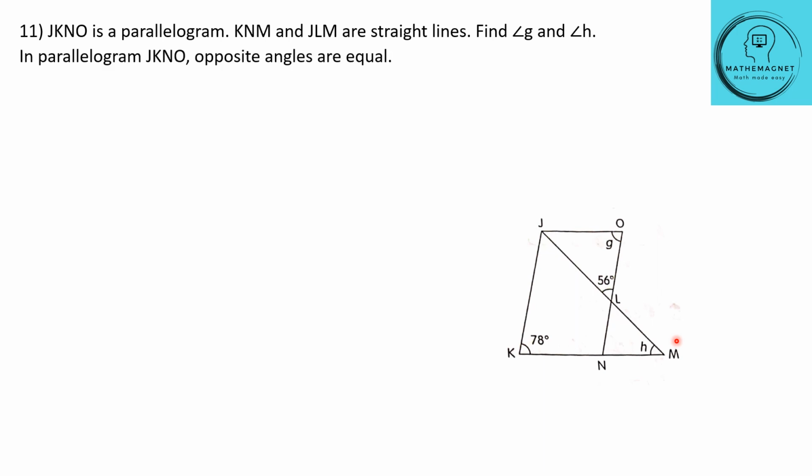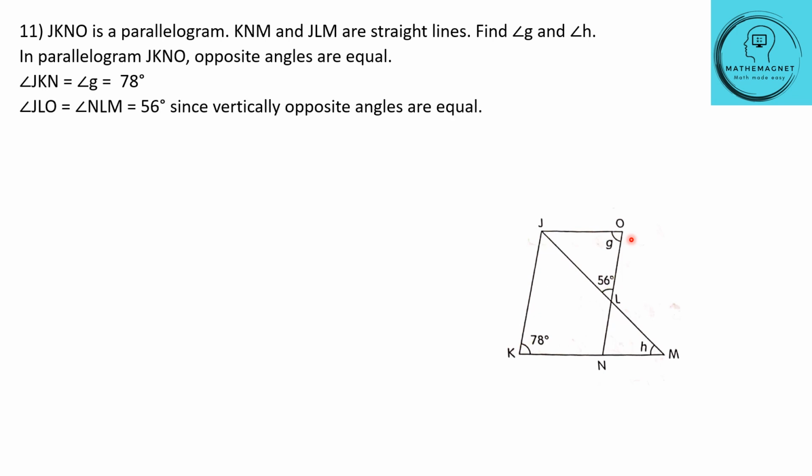So in parallelogram JKNO, we know opposite angles are equal. Now you know this is 78, which means this also has to be equal to 78 as per the angle properties in a parallelogram. Since they have already mentioned this is a parallelogram, that is, JKNO is a parallelogram, angle JKN will be equal to angle G, which is equal to 78. So like that we found one unknown angle. Now we will have to find the second unknown angle.